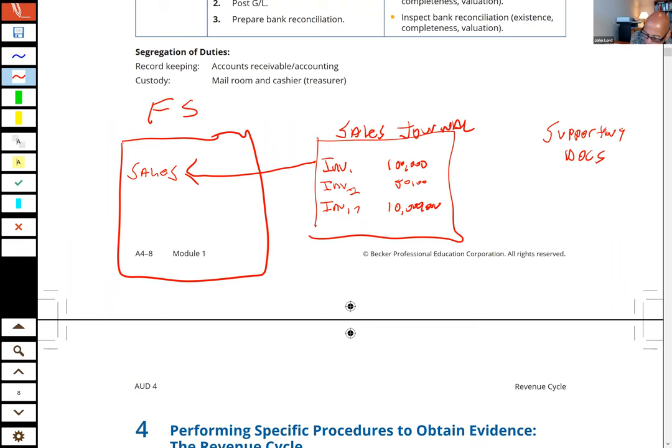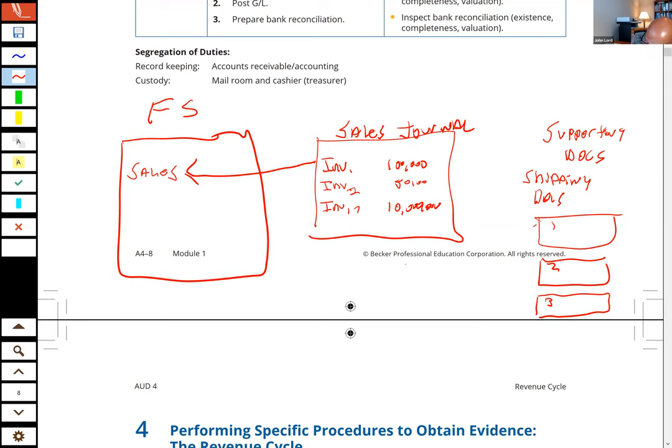And let's say the supporting docs are shipping documents. And you've got shipping document number one, and you've got shipping document number two, and you've got shipping document number three. And then you've got these invoices, invoice one, invoice two, invoice three. These are the actual documents. Okay. And so the auditor goes and they start here.